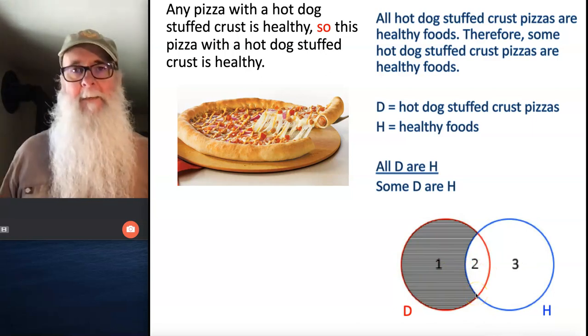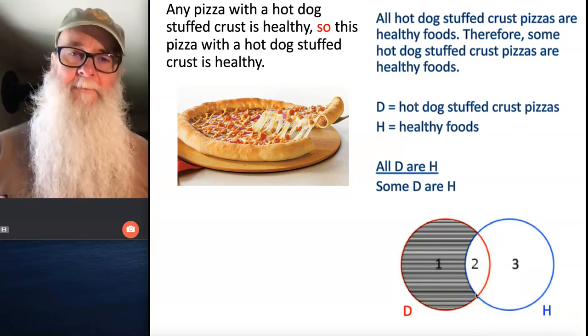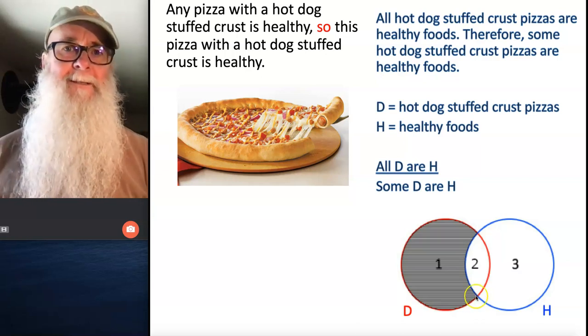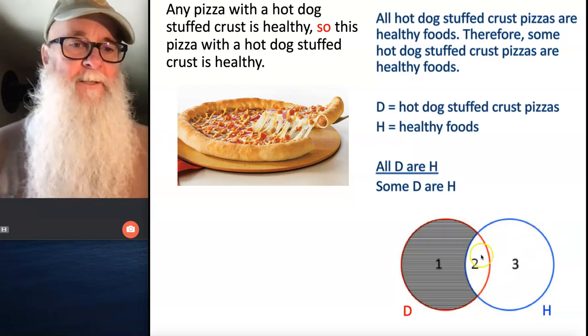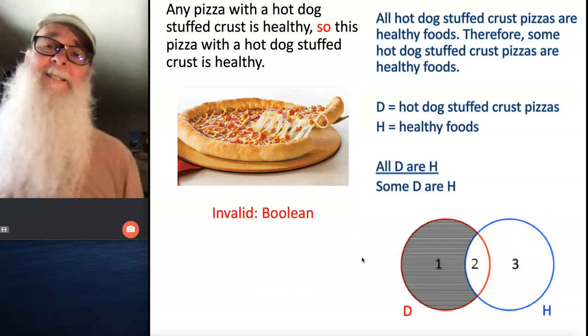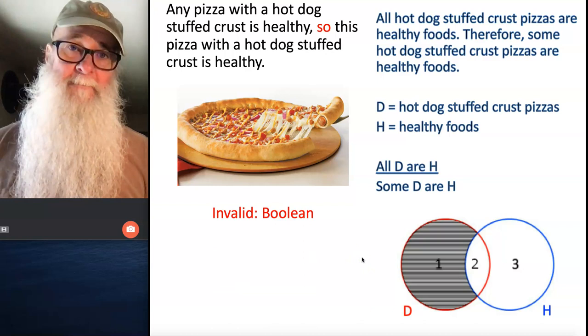And now we step back and we ask ourselves, after marking the premise statement only, do I see the conclusion, some D are H? And the answer is no. Because if we did, we'd see an X right here in area 2, and no such X exists. And that tells us this argument is invalid from the Boolean standpoint.